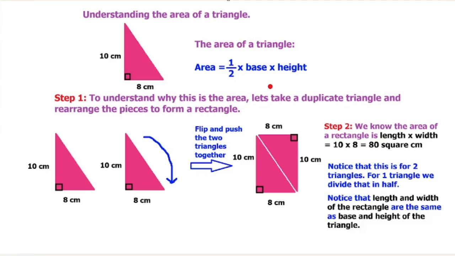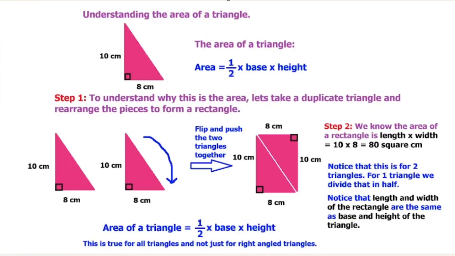So notice that length and width of the rectangle are the same as the base and height of the triangle. So the area of a triangle equals half the base times the height, which is basically half of the area of a rectangle.